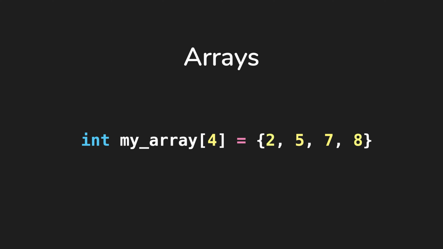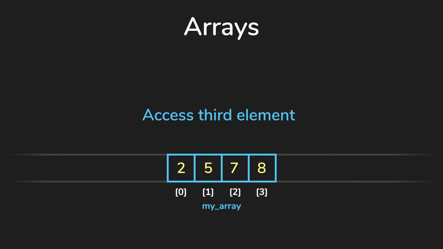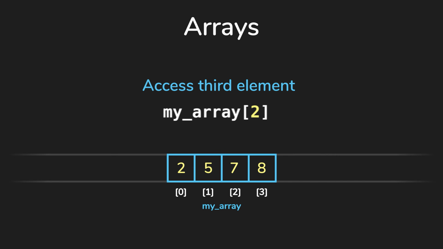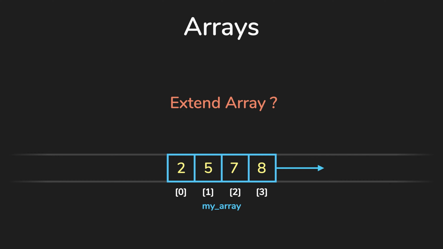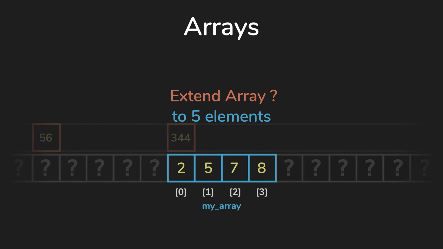So for example, if I initialize the list int myArray, then this is what happens in memory. If I want to access the third element, then I can specify the index that I want to read, and that will get me the value 7. What happens when I want to extend my array? What if I want 5 elements instead? You might think you can just allocate another block next to your last element, but you can't do that because you can't guarantee that your program is not using those bytes of memory for something else.